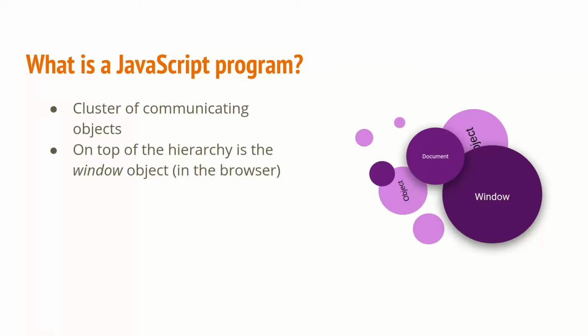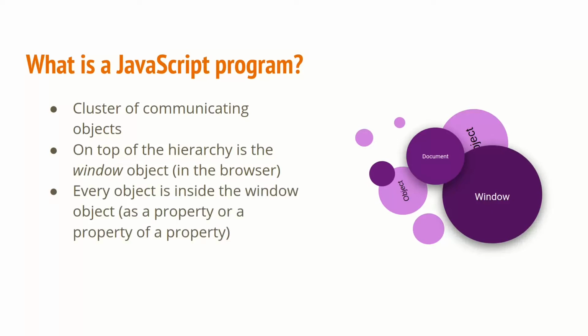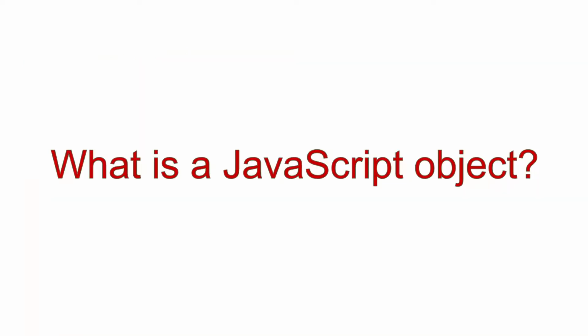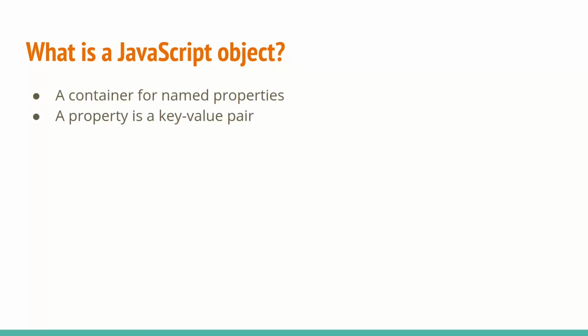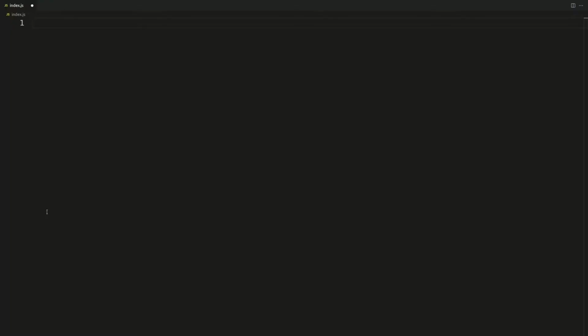At the top, it is the global object, which is the window object in the browser. Every other object is inside this window object. A JavaScript object is simply a container for named properties. A property is simply a key-value pair. This is how we usually write an object in JavaScript. As we can see, it is a container and has properties, which are key-value pairs.